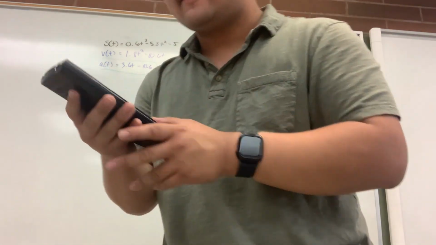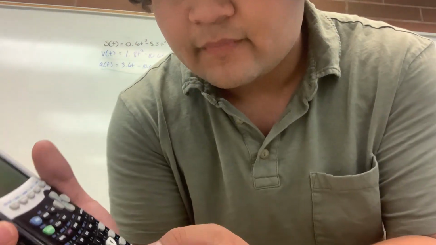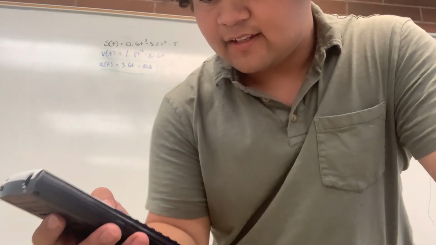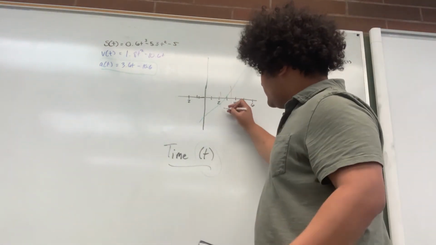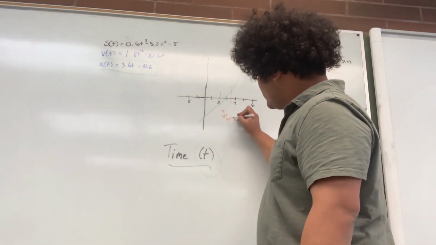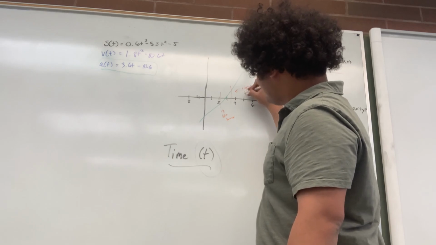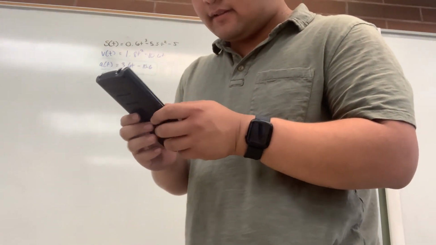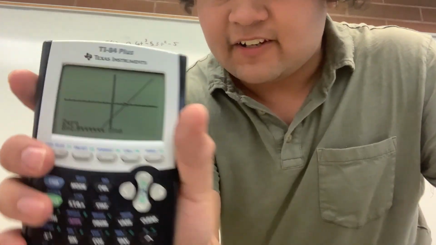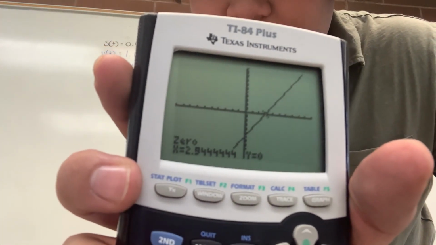Around there, but we want to be exact with our numbers. So what we can do is press second, and above trace we can do calc. Now you can do zero, enter, and it's gonna ask you for a left bound and a right bound. We put the left bound over here, and then the right bound there. And it's gonna ask you to guess. Just guess. And look, it says the zero is at x equals 2.94444444.